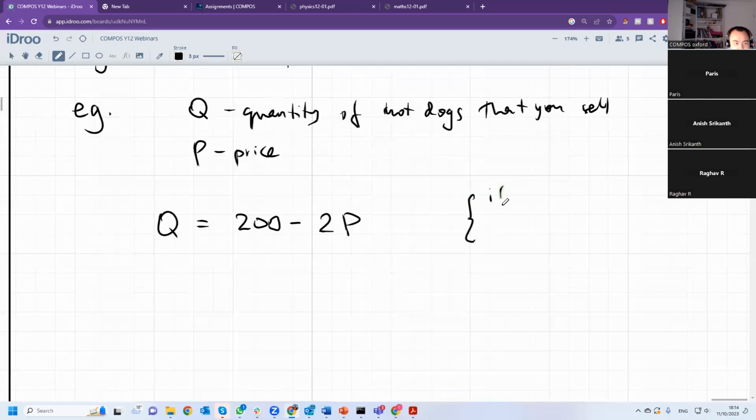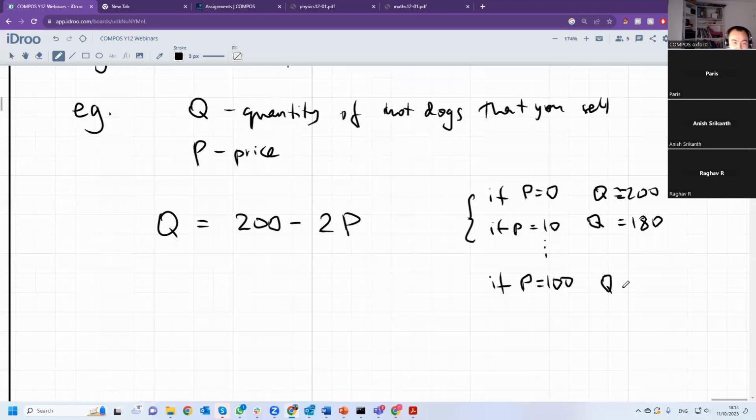So if the price is 0, how many will you sell? If the price is 0, you will sell 200 hot dogs. If the price is, I don't know, 10, you will sell 180, and so on. If the price is £100 per hot dog, the quantity that you will sell is 0. Nobody will buy a single hot dog. Probably not a realistic one, but anyways.